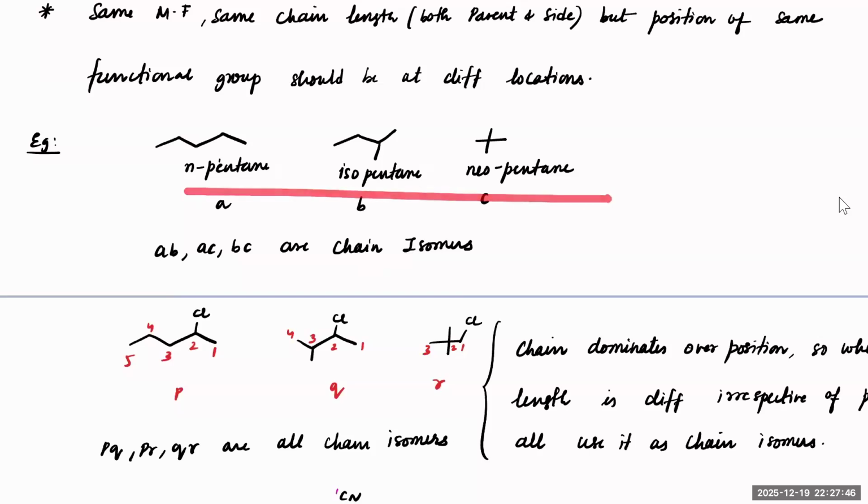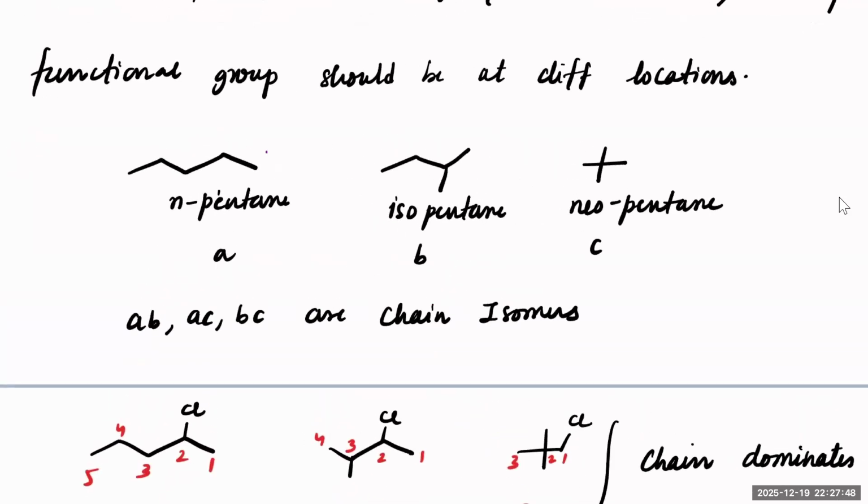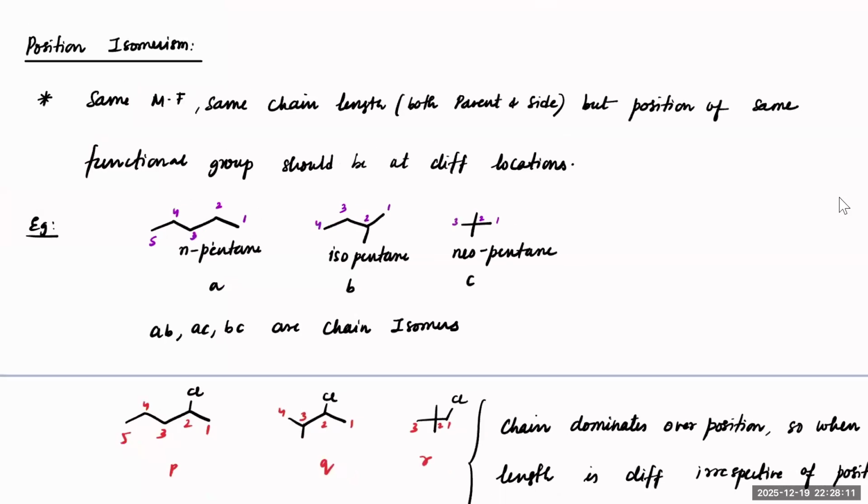Okay, this is a common name, by the way. When you write the IUPAC name, what do we write here? It is 1, 2, 3, 4, 5, it is pentane. 1, 2, 3, 4, this is 2-methyl butane. This is 1, 2, 3, it is 2,2-dimethyl propane. So names are different. IUPAC names are different. Hence they are chain isomers.